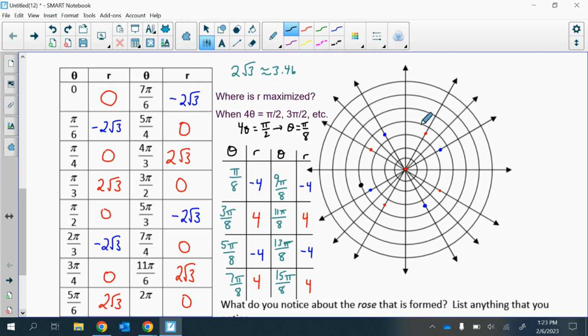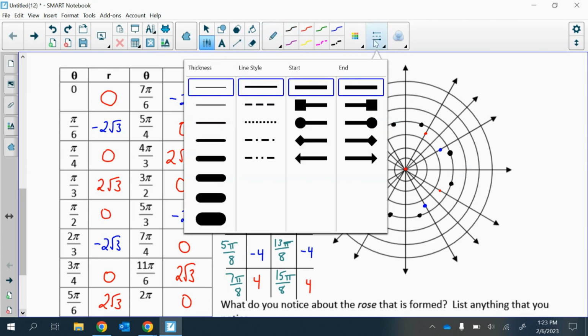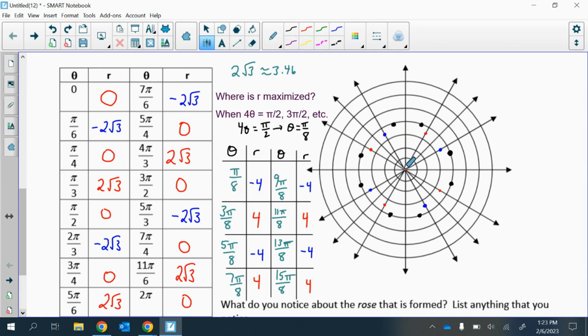3 pi eighths would be somewhere up here. 5 pi eighths is down here. 7 pi eighths will be up here. 9 pi eighths, again, it's a negative, so I'm going to go to pi eighths. 11 pi eighths is going to be down here. 13 pi eighths is a negative, so it's up here, and then 17 pi eighths somewhere up here. So I need to have those points on my graph as the maximum values.